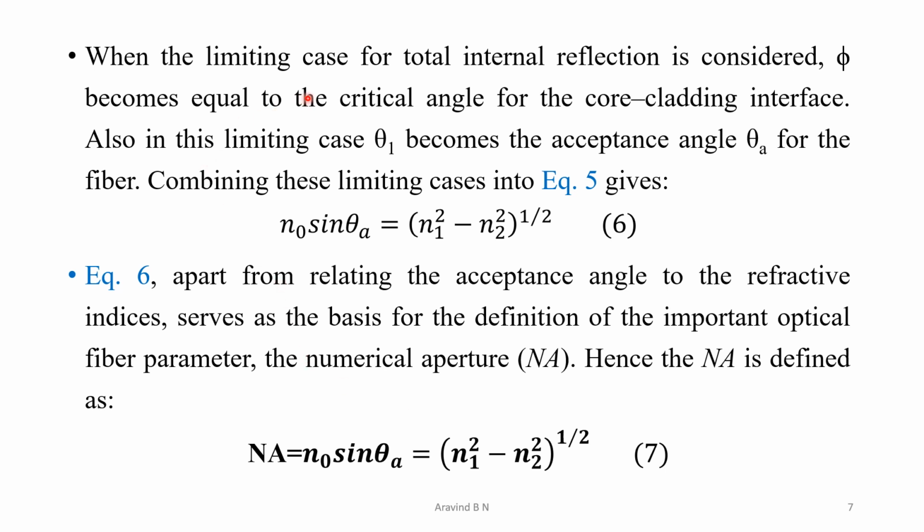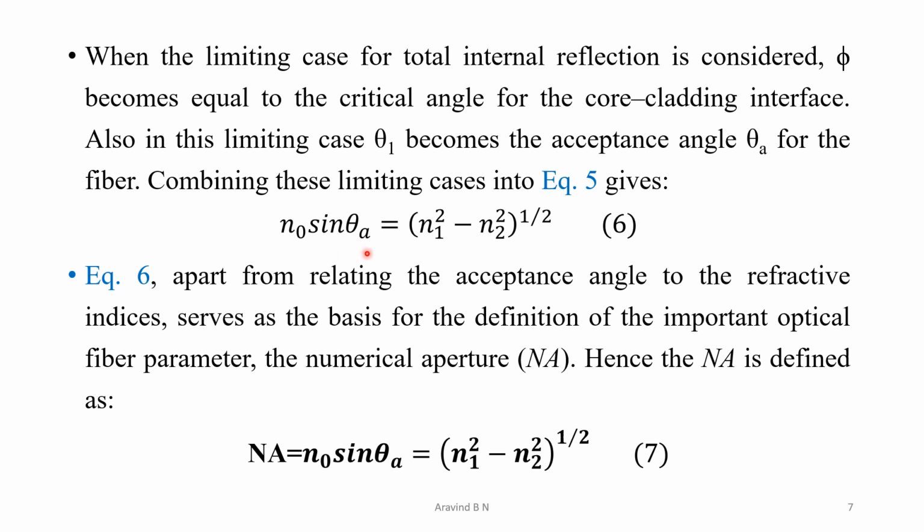Now when it comes to the concept of the limiting case, that is total internal reflection, phi becomes equal to the critical angle. So now we can replace phi by phi c, the critical angle. For the core-cladding interface, also in the limiting case, theta 1, that is the angle of incidence from the air medium to the optical core medium, becomes the acceptance angle theta a. So considering this limiting case, we can replace theta 1 present here by theta a.